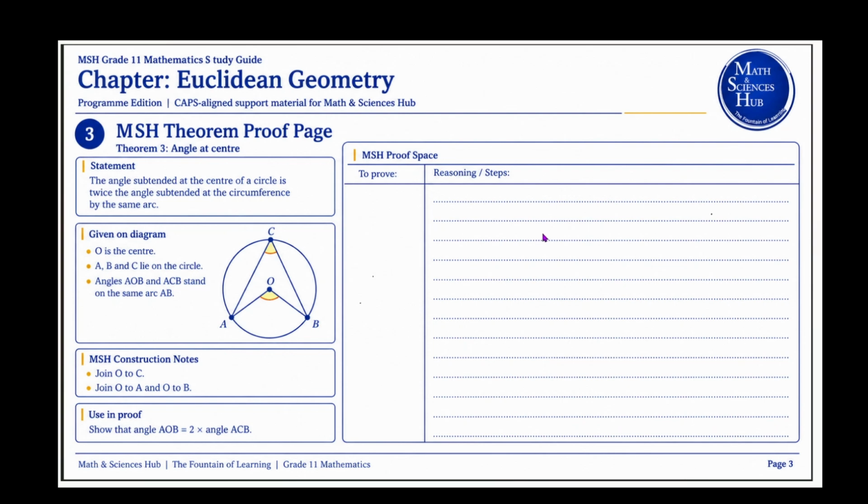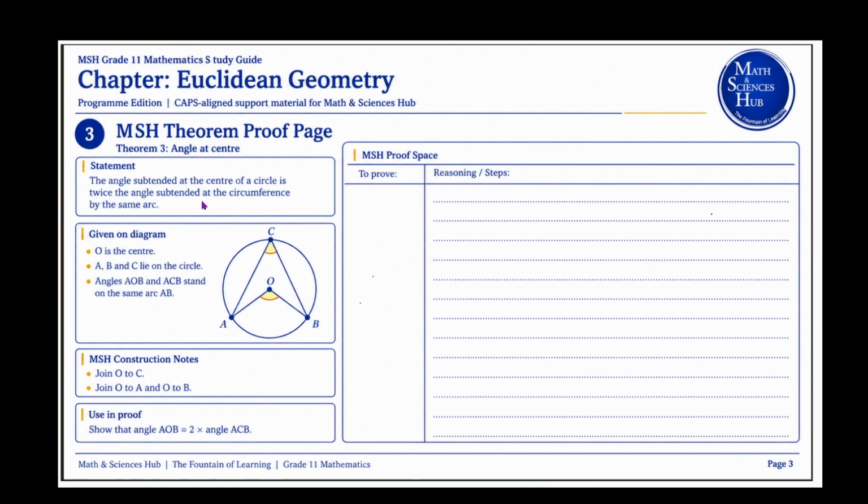Hello everyone and welcome to our second video where we are going to prove the second theorem, which I regard as one of the most important of the 7 theorems, right? So the statement says the angle subtended at the center of a circle is twice the angle subtended at the circumference by the same arc.